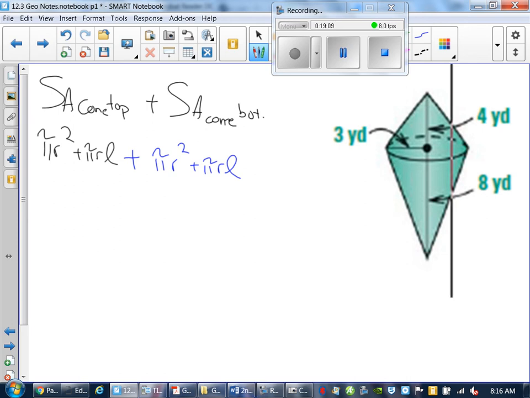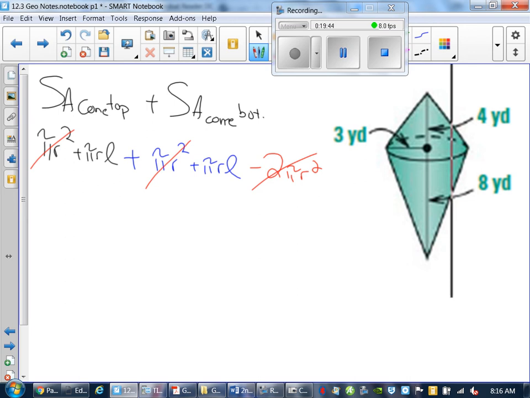In that diagram, could I wrap either of those circles with wrapping paper? Nope. So I have to subtract them out. So I have to subtract out two circles. Those two circles are the exact same as the bases for the top cone and the bottom cone. Correct. But I want you to, just so you remember what's being backed out. It's an easy way to not make a mistake.